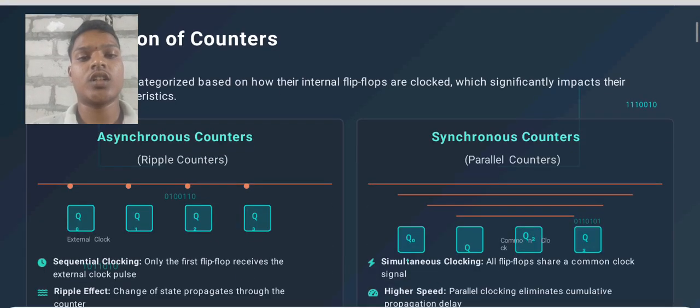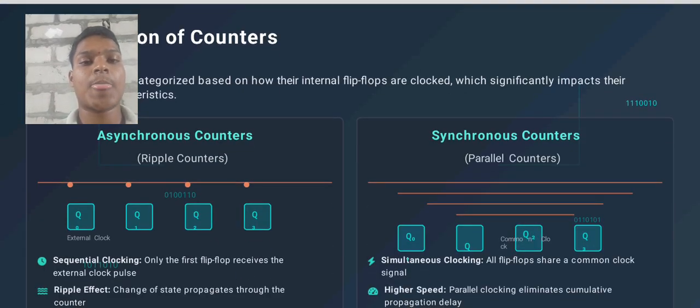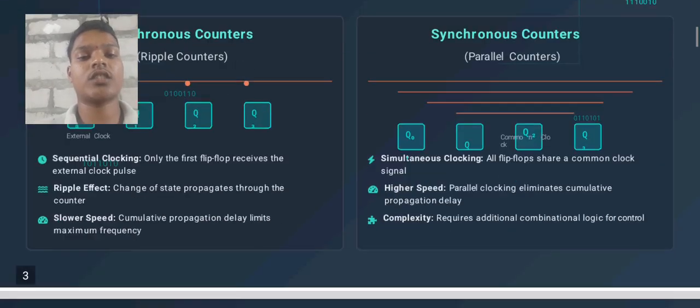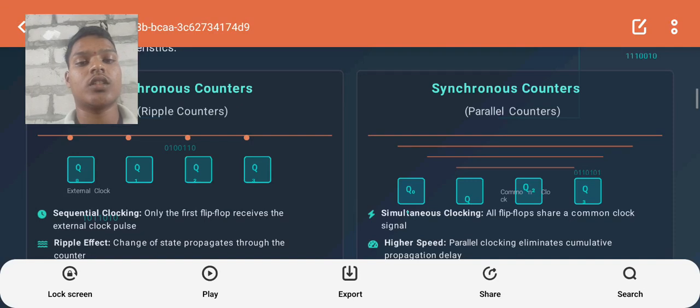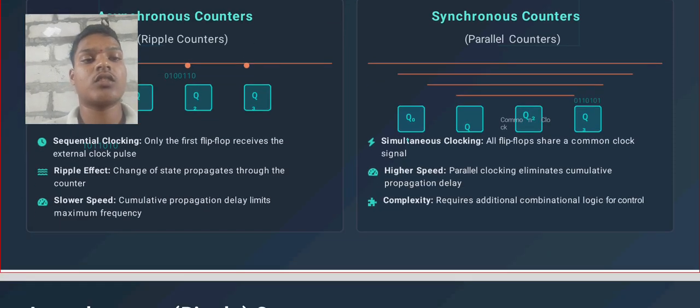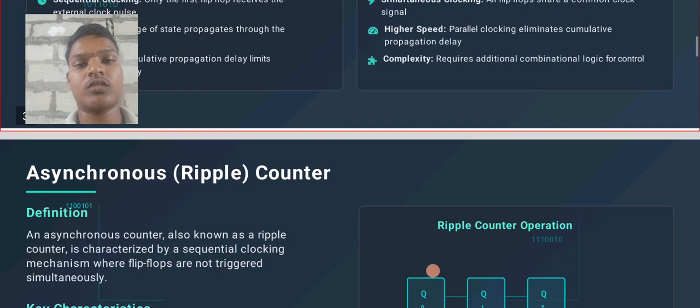Classification of counters: asynchronous counter, synchronous counter. Sequential clocking: only the first flip-flop receives the external clock pulse. Synchronous clocking: all flip-flops share a common clock signal. Ripple effect: change of state propagates through the counter. High speed: parallel clocking eliminates cumulative propagation delay. Slower speed: cumulative propagation delay limits maximum frequency. Complexity: requires additional combinational logic for control.